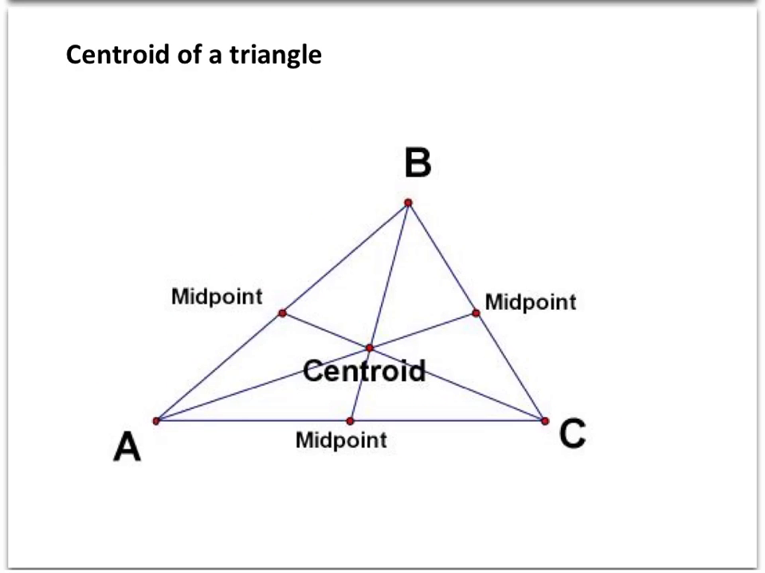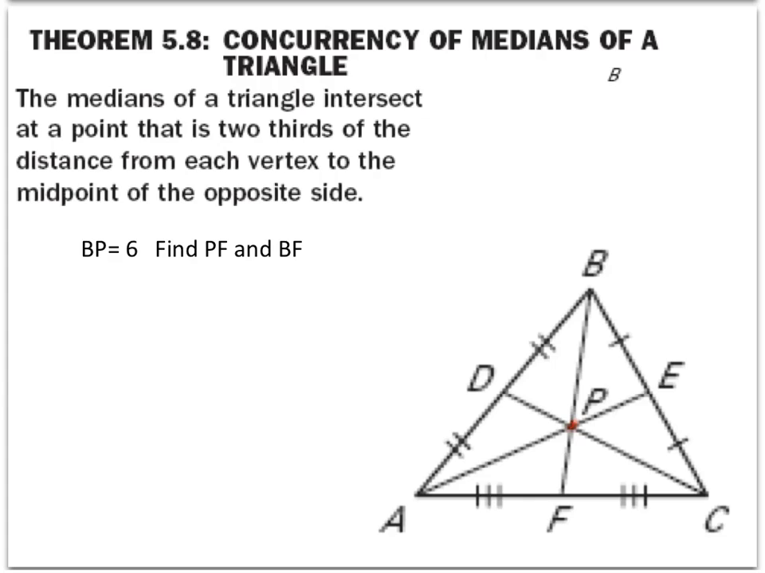Notice what happens when we draw three medians of a triangle. We start with vertex A over to the midpoint of line segment BC, vertex B to the midpoint of AC, and then finally vertex C to the midpoint of AB. These three lines intersect at a point which we call the centroid of the triangle. Looking at this triangle, we have that the centroid is point P.